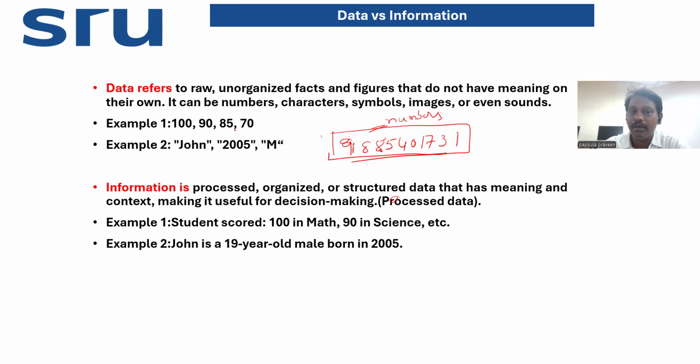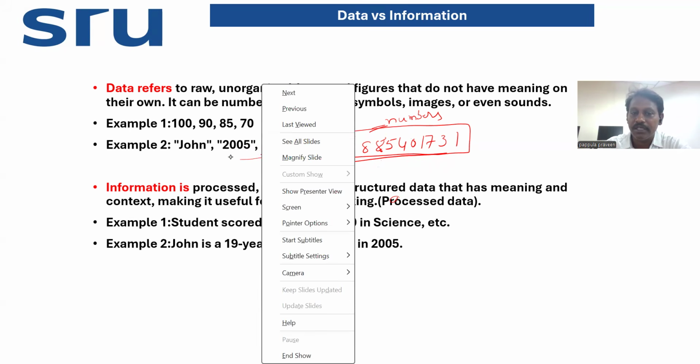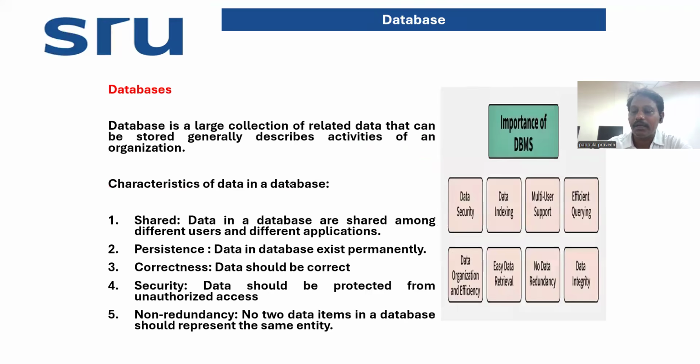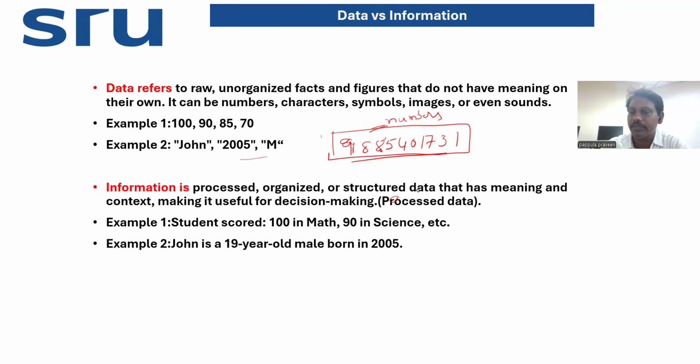Another example: 100, 90, 85, 75. These are all numbers. And example 2: John, 2005, M. This is a combination of characters and numbers, but there is no meaning. Now, information is processed, or organized. It is well structured data that has meaning with the proper context, making it useful for decision making.